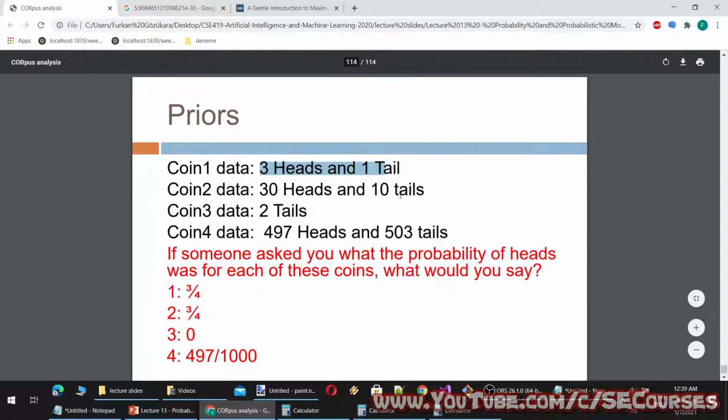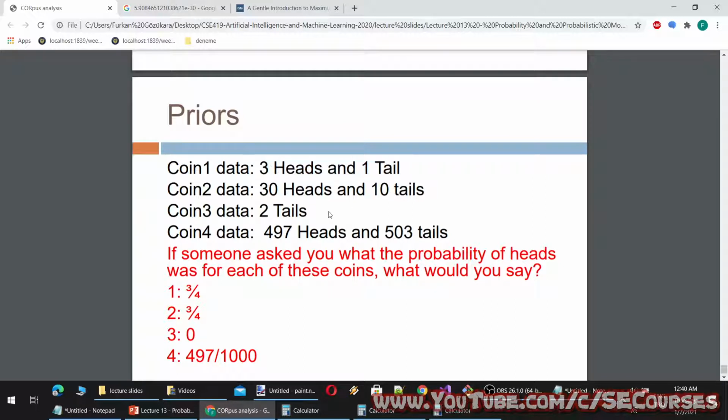Our data has to represent our case as well. If you flip a coin 4 times only, you may get 75% heads, which is extremely incorrect. If you flip it 40 times, you still may get 75%. If you flip 2 times and get 2 tails, you get 0. However, if you flip it 1000 times and get 497 heads and 503 tails, you get almost 50%, which is the real probability.